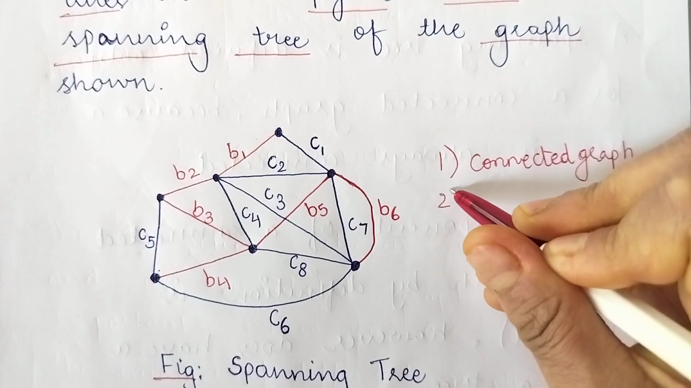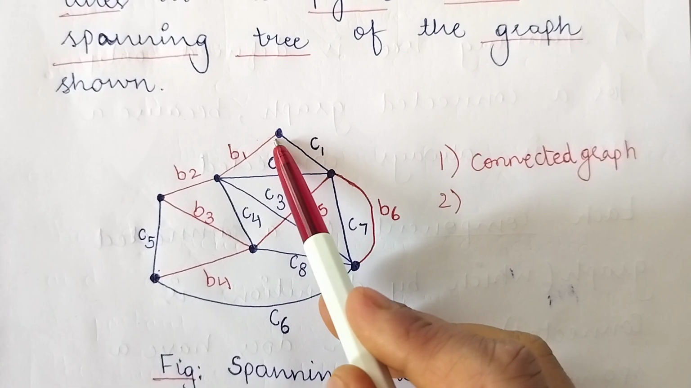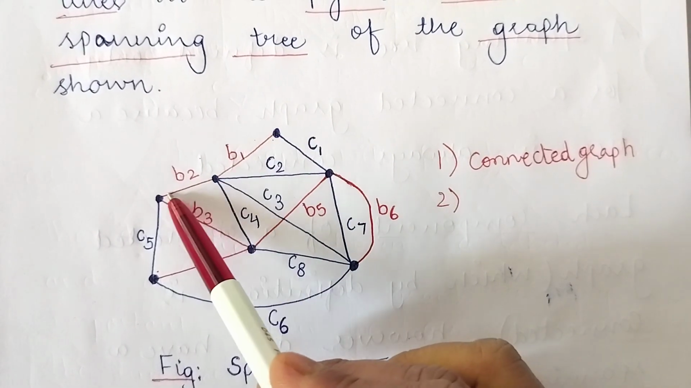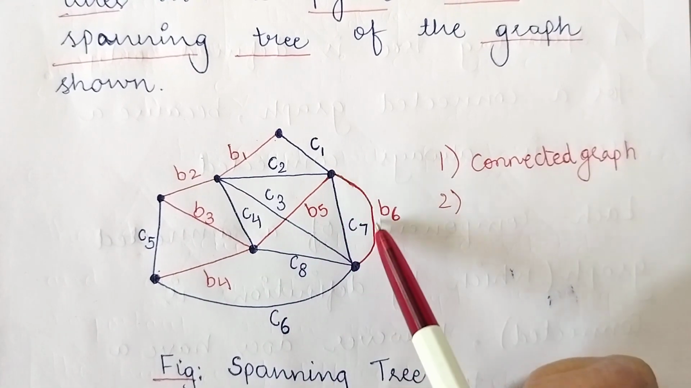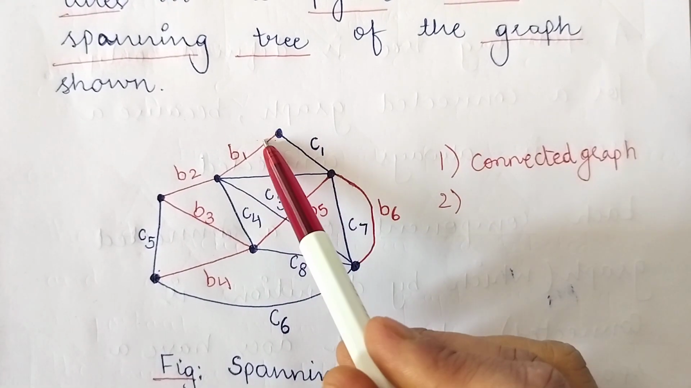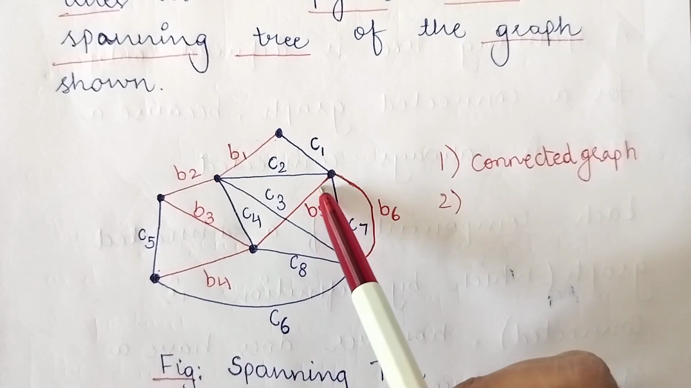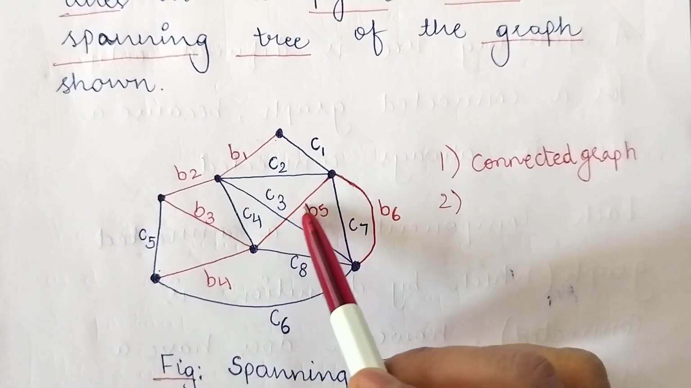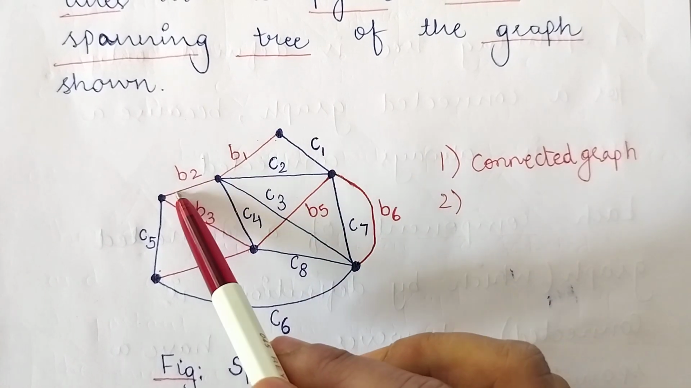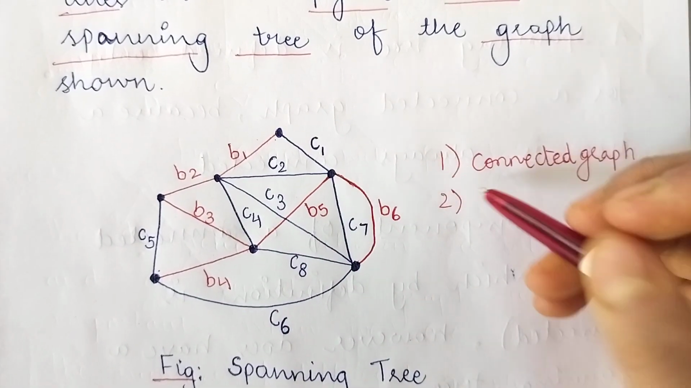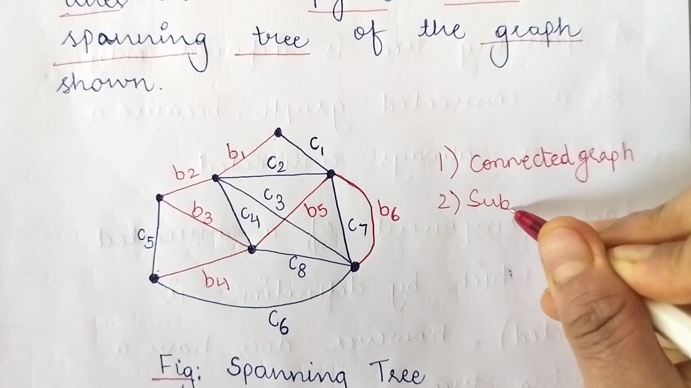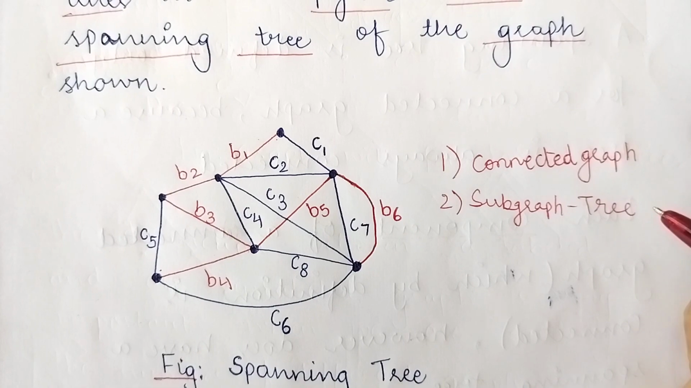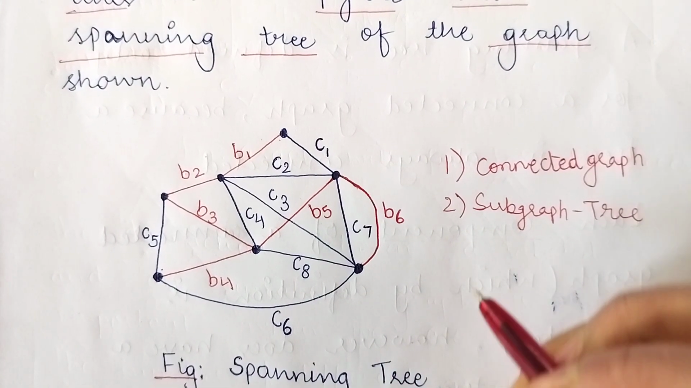Then the second condition is that the subgraph of this graph must be a tree. Now you can clearly see this particular portion is the subgraph of this graph. So this subgraph has no circuits in it. So I can say that this portion of red lines is such a subgraph that it has no circuits. Hence I can say that this subgraph is a tree, right? So the second condition is also satisfied.